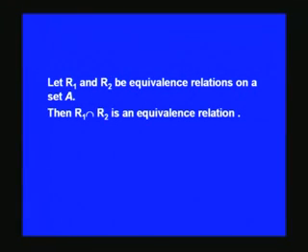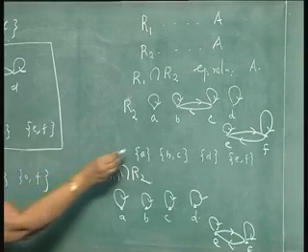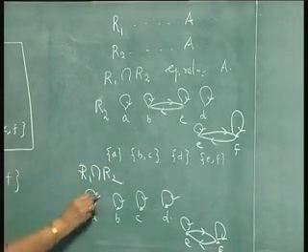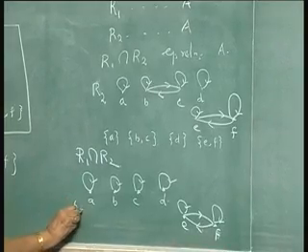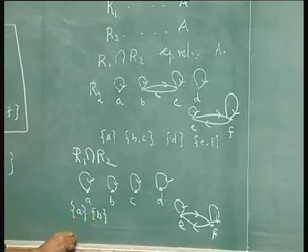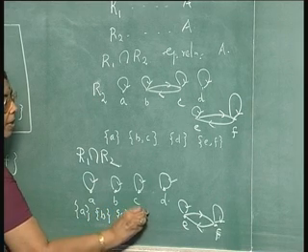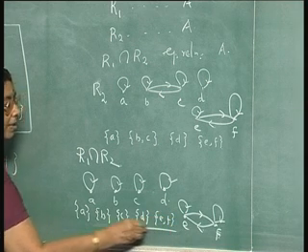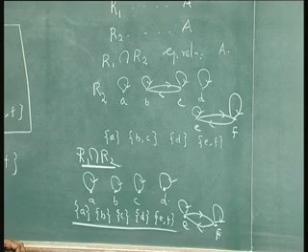For example, we have considered R1 like this, then R2 like this on the set A having 6 elements. R1 intersection R2 consists of these elements. The equivalence classes here are: A in one equivalence class, B alone in one equivalence class, C alone in one equivalence class, D in one equivalence class, and E and F in one equivalence class. These are the equivalence classes corresponding to R1 intersection R2.